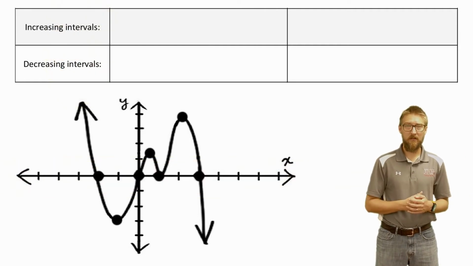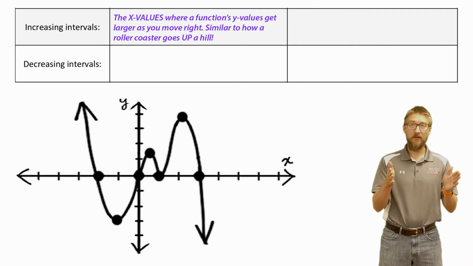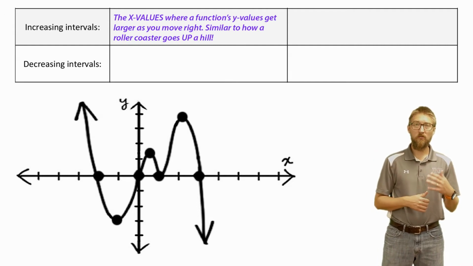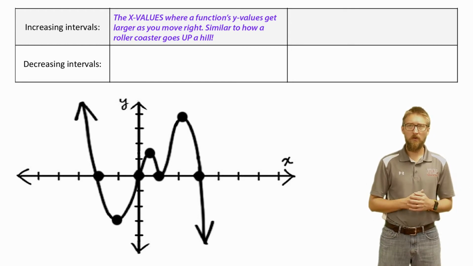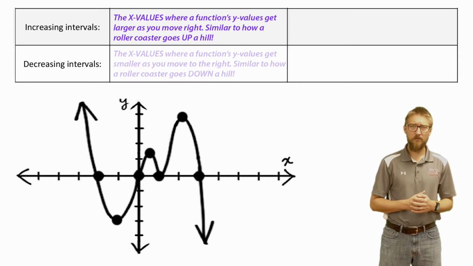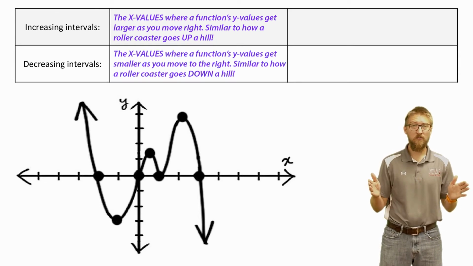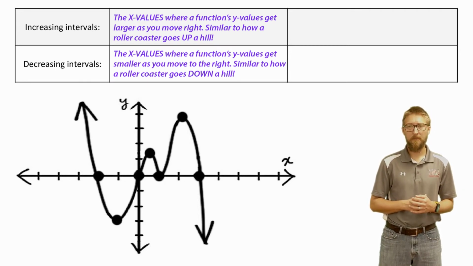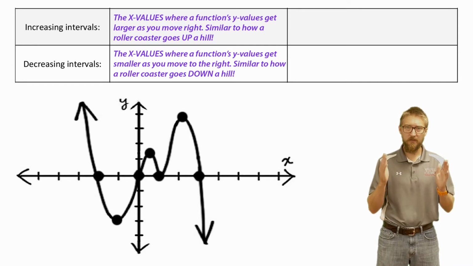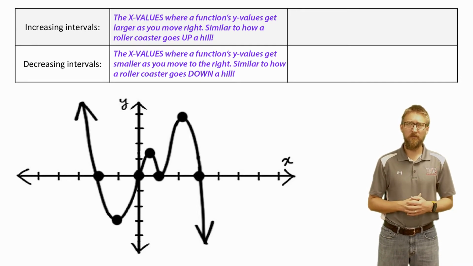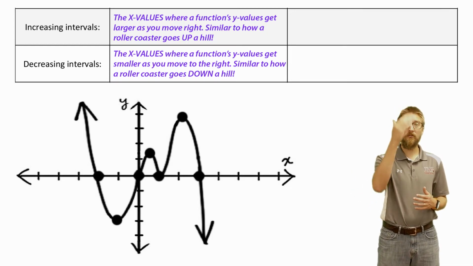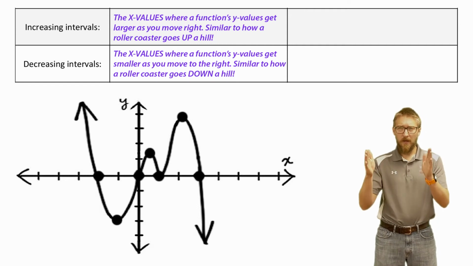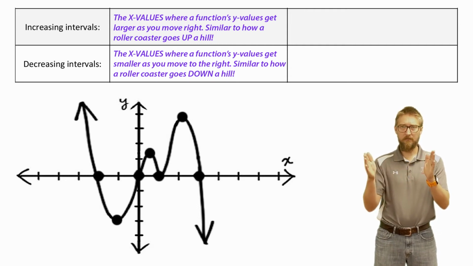And so for an increasing interval, that is just the span of x values where a function's y values or heights get larger. And it's very important that you're moving from left to right. For the second idea, decreasing intervals, it's just the span of x values where a function's height or y values are getting smaller as you move from left to right. And my analogy for this, to make it a little bit clearer in students' heads, is that an increasing interval is similar to when a roller coaster is traveling up a hill. You're increasing in height. And you need to know how long is that happening.